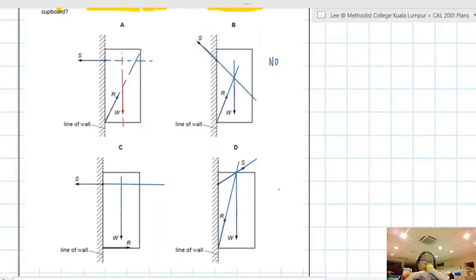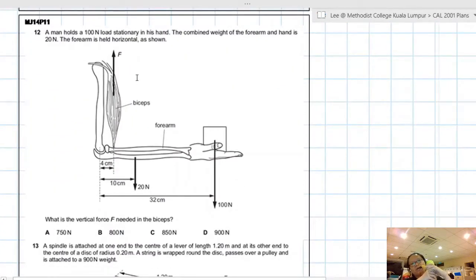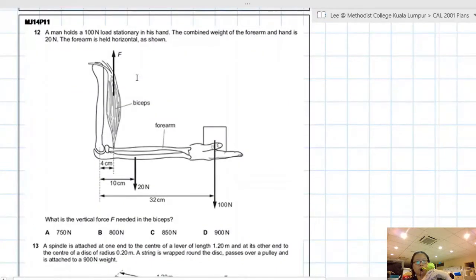So the answer to my question is that if you look at D, you will notice that all the forces, W is pointing down, S is pointing right, R is also pointing right. Who is pointing left to balance the right forces? Make sense? So there's no left force to balance the right force. Whereas for B, you have S pointing to the left to balance R pointing to the right. Promising.